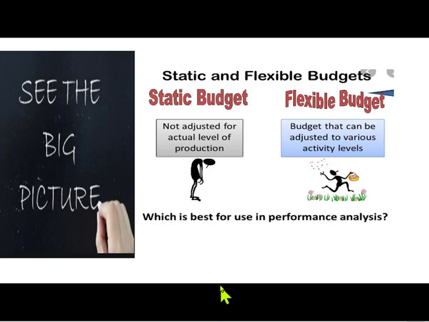First topic will be the budgeting chapter part, and the basic idea here is that there are two kinds of budgets, static budget and a flexible budget. A static budget has no adjustment for actual level of production. In a flexible budget, the budget can be adjusted to various activity levels. So which is the best use in a performance analysis? That's what we're going to try to find out here. And the answer is a flexible budget, because in a static budget, you're always taking the chance of comparing apples to oranges.